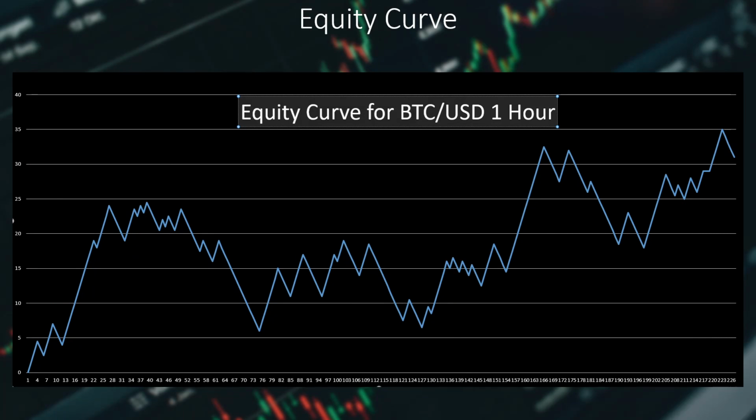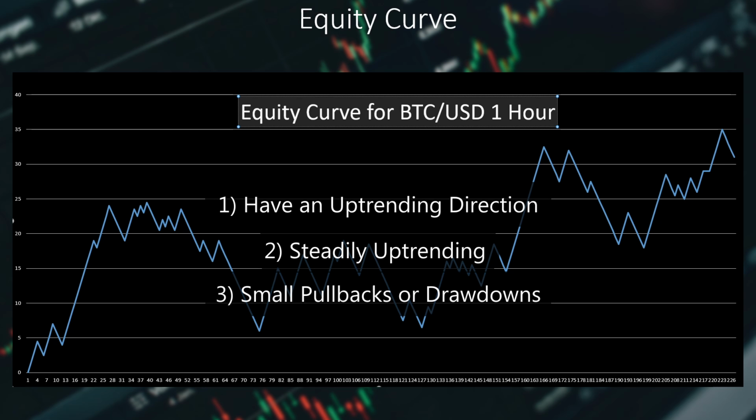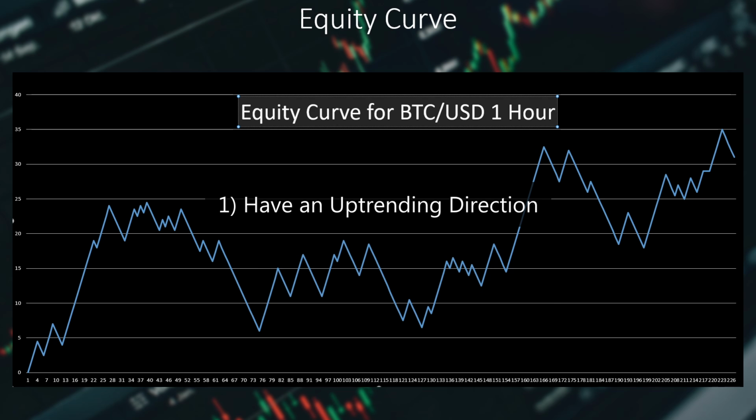Here we can see the equity curve of this strategy after 224 trades. What I am looking for in an equity curve is to have an uptrending direction, of course, which is steadily uptrending and with as small pullbacks or drawdowns as possible. This equity curve has only one of those aspects. It is uptrending, but not steadily uptrending, and it has a lot of big drawdowns also. So this is not a strategy I would recommend trading in its current state. But of course, none of this is financial advice, and I am not a financial advisor.